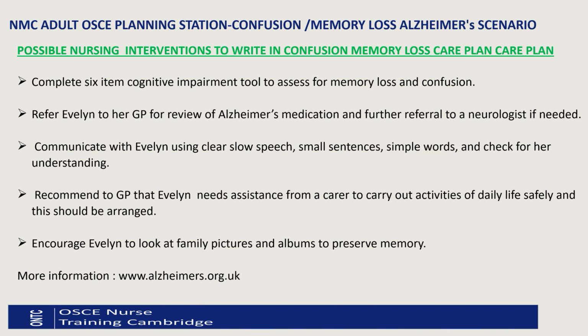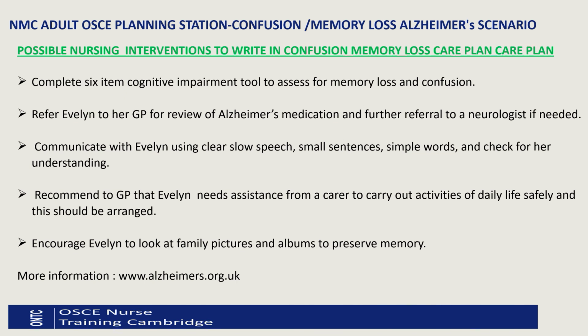Now refer Evelyn to her GP for review of Alzheimer medication, because she may need to change medication or increase doses, whatever the GP thinks is appropriate. She also may need a further referral to a neurologist if needed. That would be the decision of the GP.